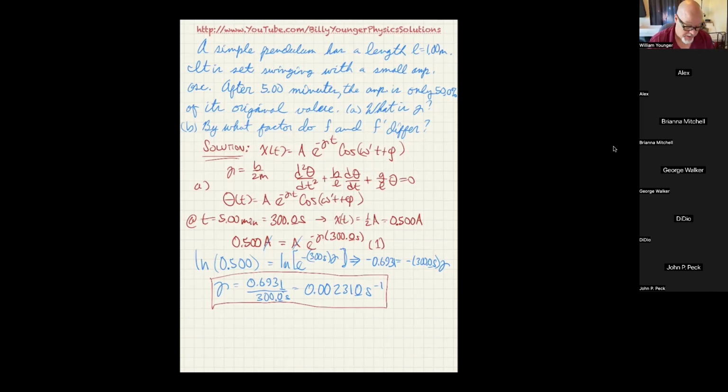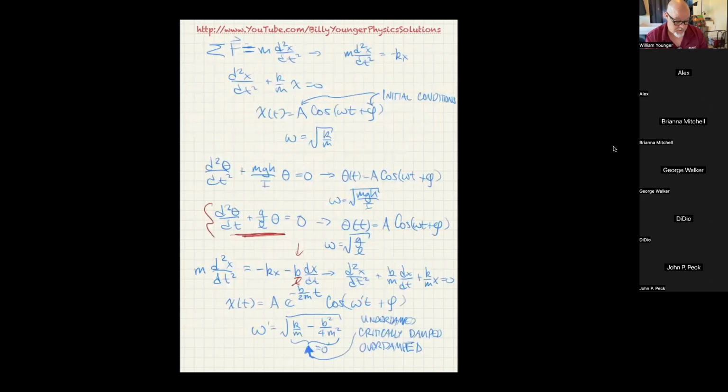But in order for us to actually figure out omega prime, we have to realize omega prime is the square root of not k over m, but g over l minus b squared over 4l squared, like that. Hopefully y'all can see how this solution right here becomes b over 4l squared after the negative in there, because the differential equation changed from k over m to g over l, and this one changed from b over m to b over l. That's really what we're doing here.